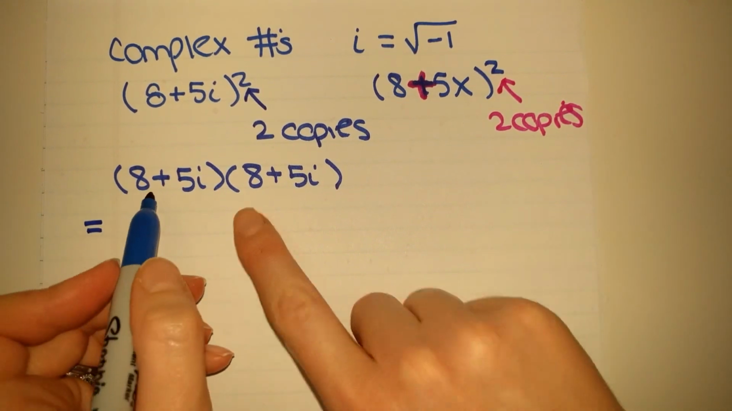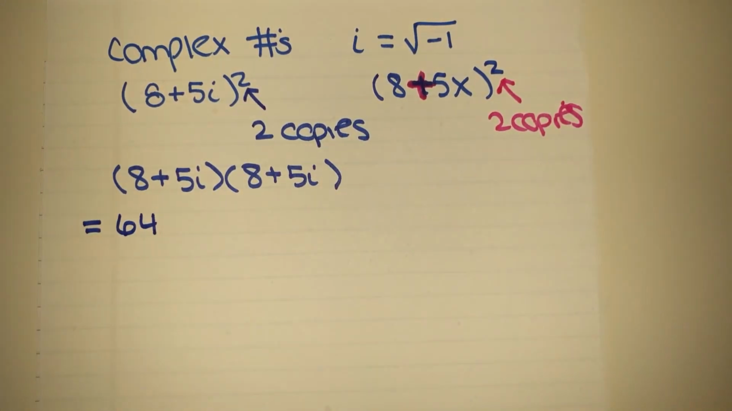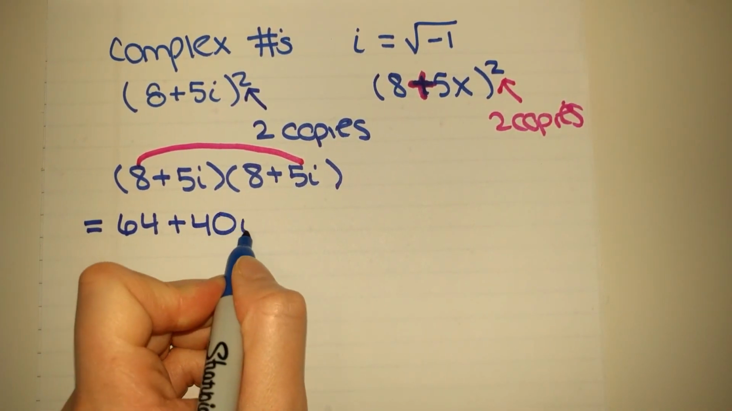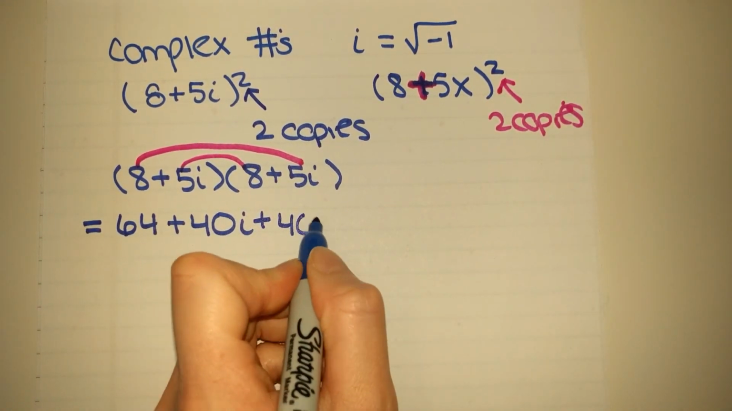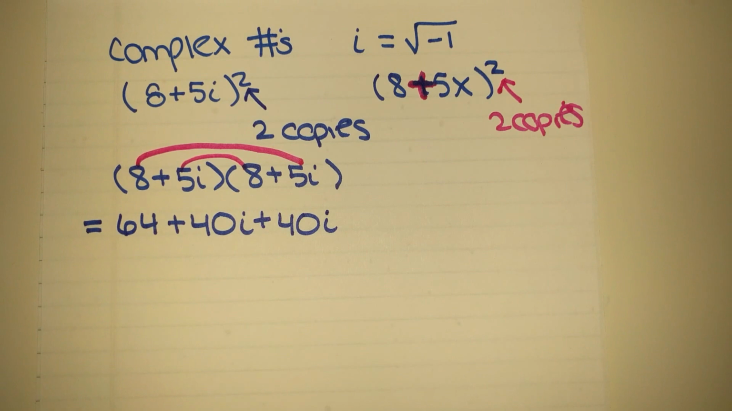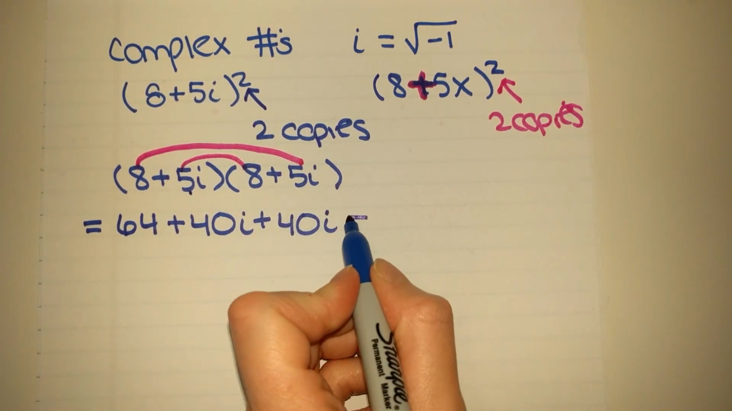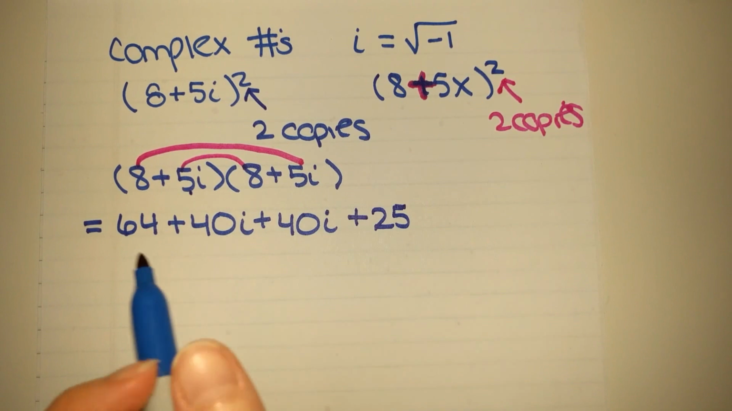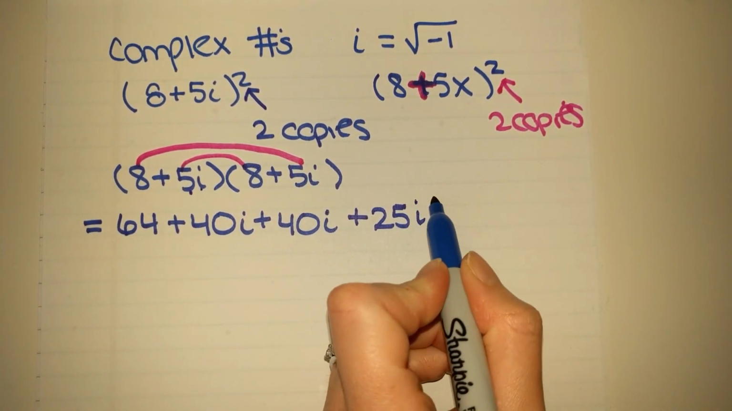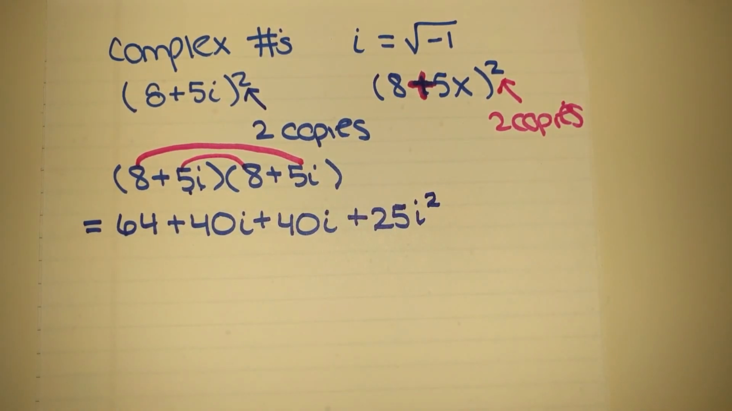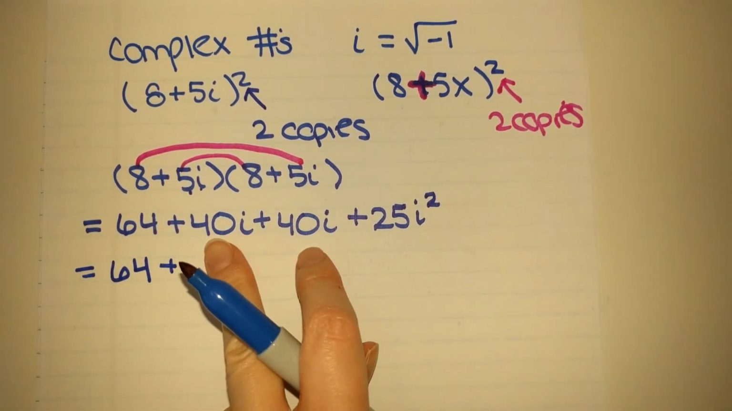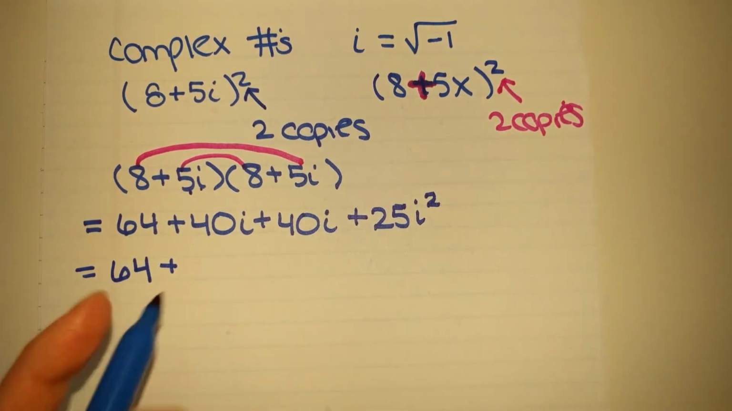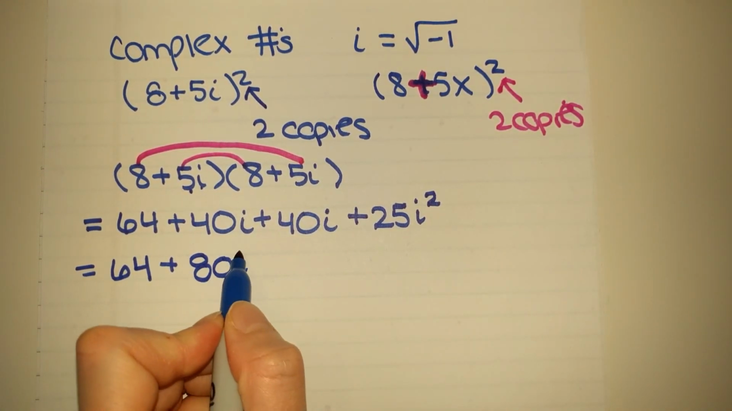So in this case, I have my 8 times 8 gives us 64. The outer one will give us a plus 40i. The inner will give us another plus 40i. And then the last two multiplied together, we have a 5i times another 5i, so that gives us 25, and because we have 2 i's multiplied together, we'll have an i squared. Now, from there, we want to combine our like terms. So the thing that's staring us right in the face here is we have a 40i, another 40i. Those are like terms. We can combine to say that it's 80i.